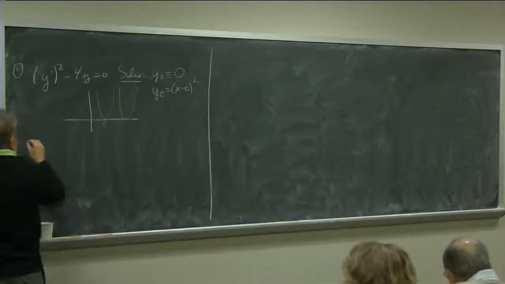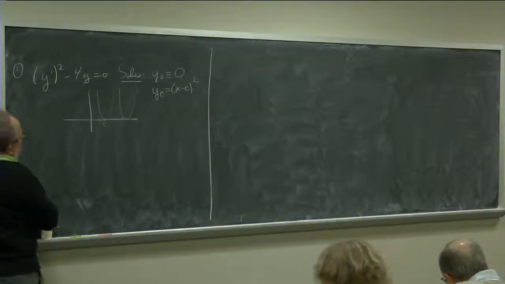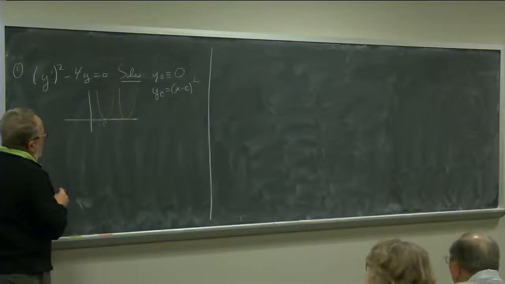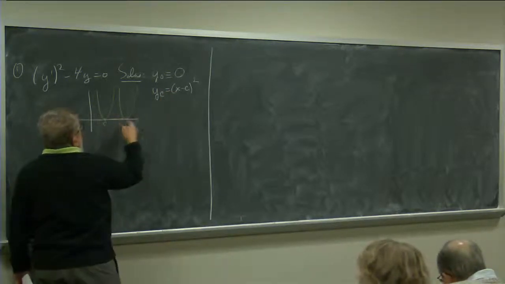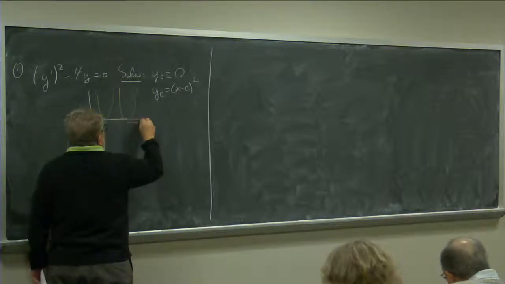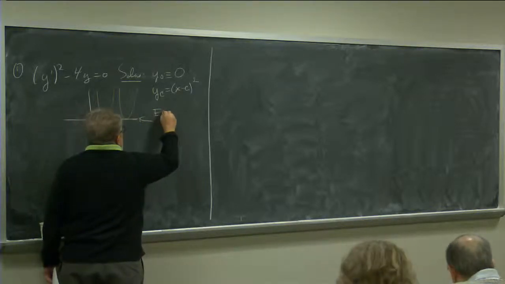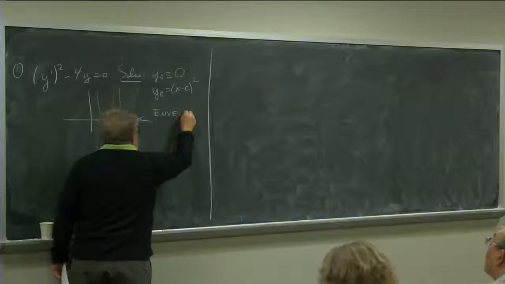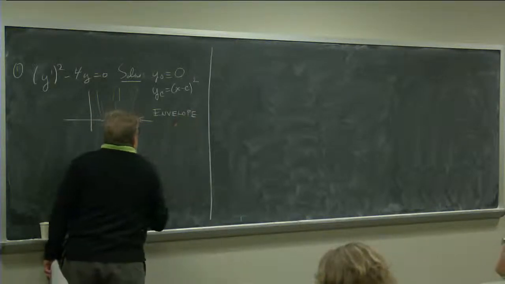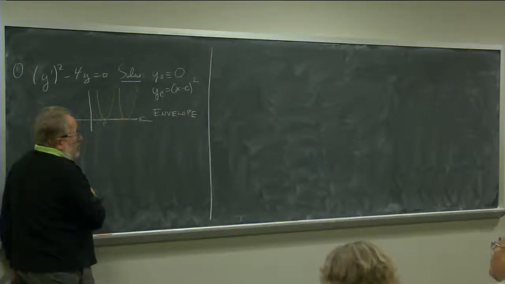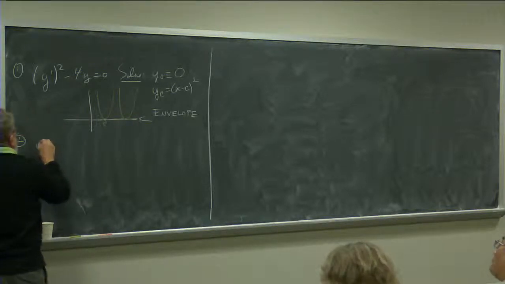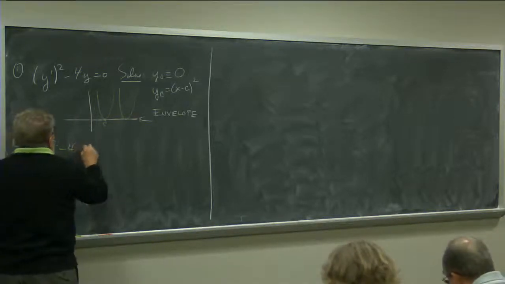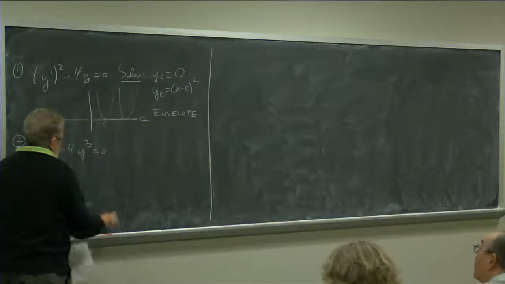And now, what I want to point out is that this y equals 0 is an envelope. So this guy is an envelope of these other solutions. The second one, y prime squared minus y cubed equals 0.